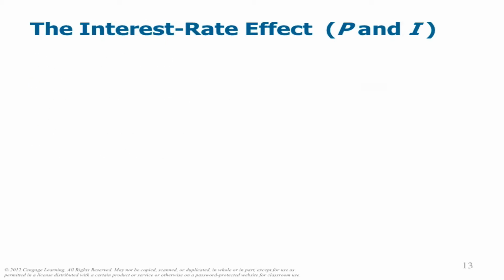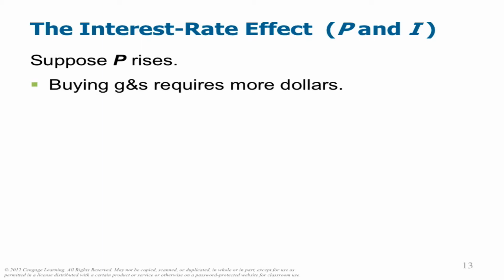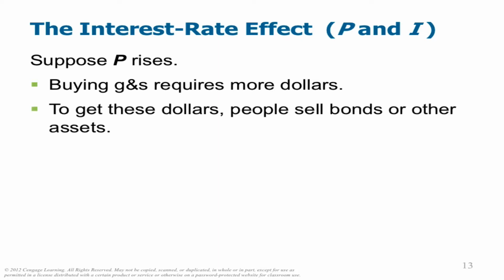The next reason would be the interest rate effect, discussing the relationship between price level and investment. Suppose the price level rises. Buying your goods and services takes more money. To get that more money, you sell some of the investment assets you have been holding. You sell your bonds. You sell your antiques. You sell the extra car that you used to drive in the 4th of July parade.